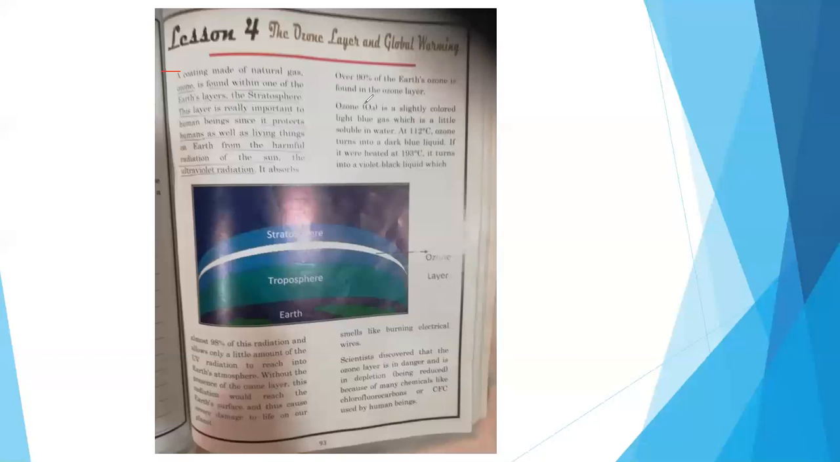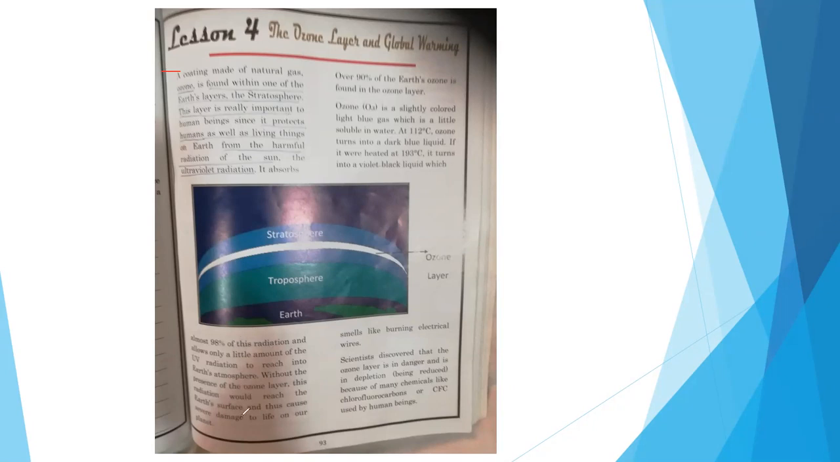Okay? Ozone, O3, is a slightly colored light blue gas which is a little soluble in water. At 112 degrees Celsius, ozone turns into a dark blue liquid. If it were heated at 193 degrees Celsius, it turns into a violet black liquid which smells like burning electrical wires. Now, the most important information from what I have thus far read is the function, okay, why the ozone is important, and it also gives us some more information here.